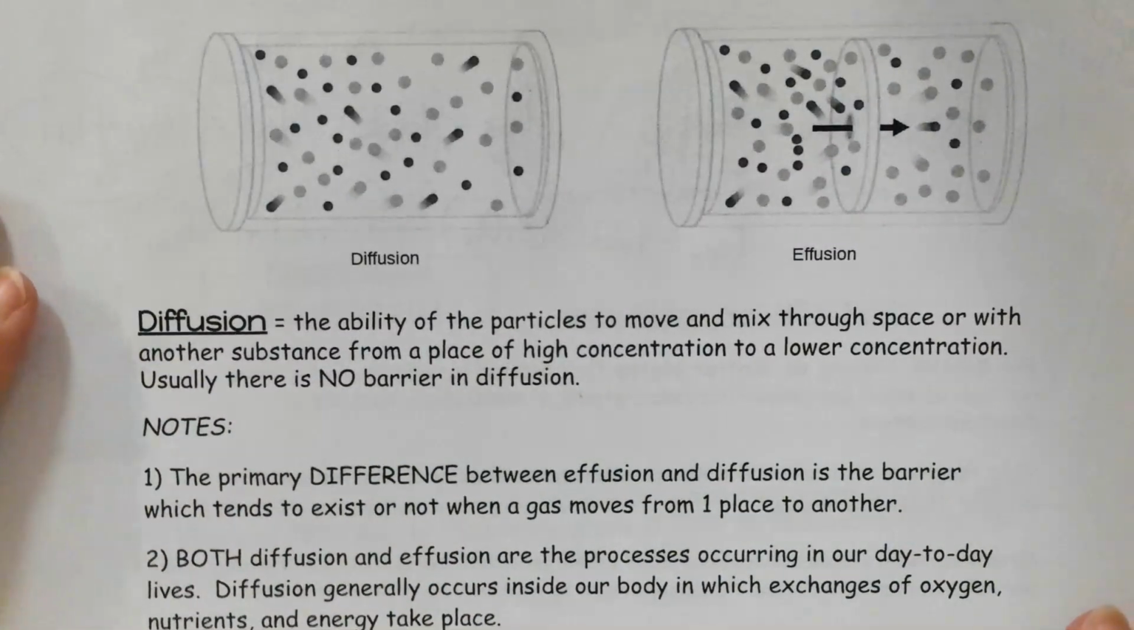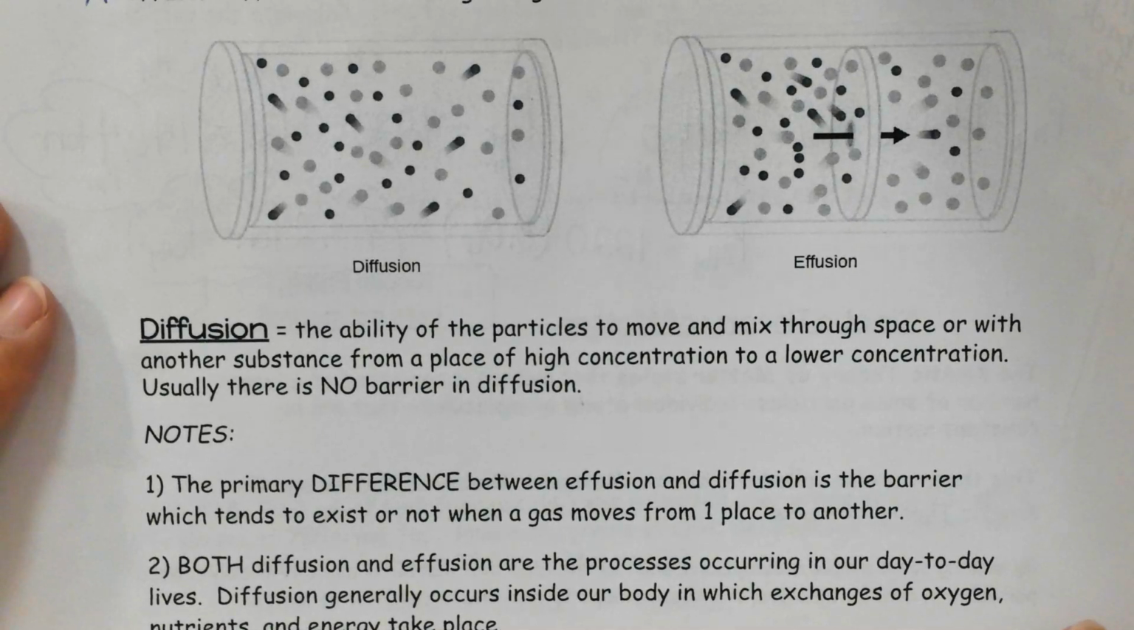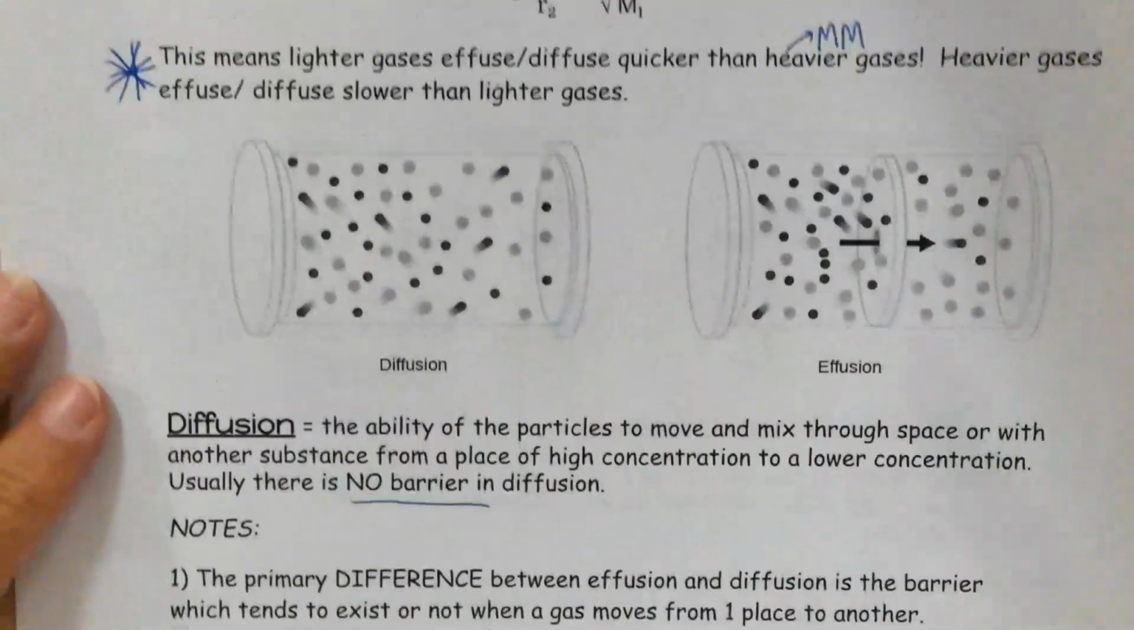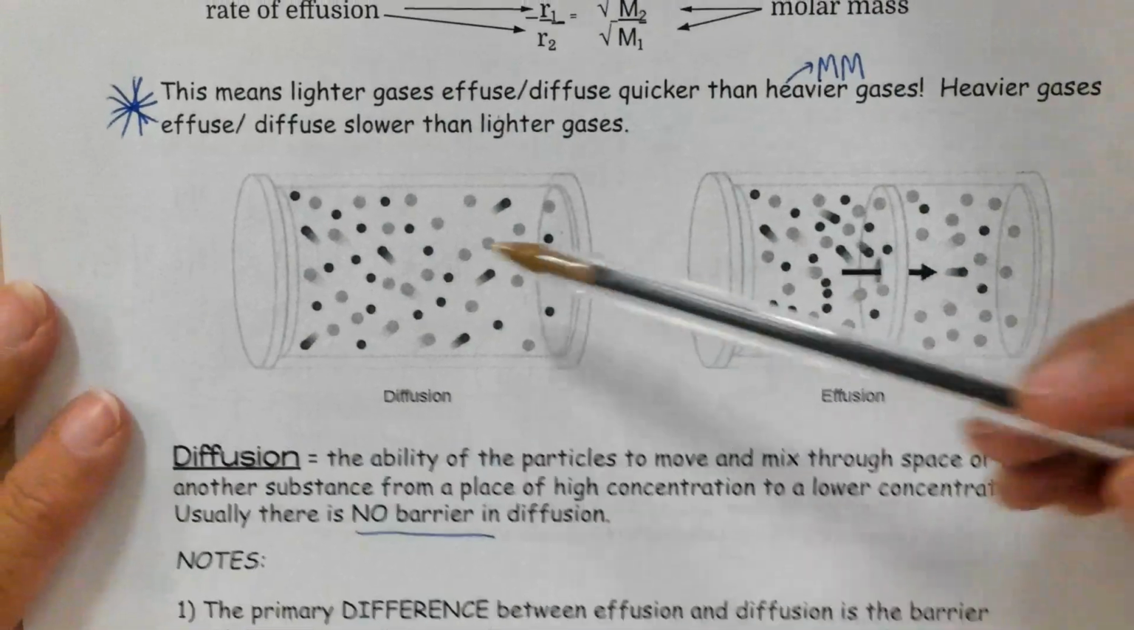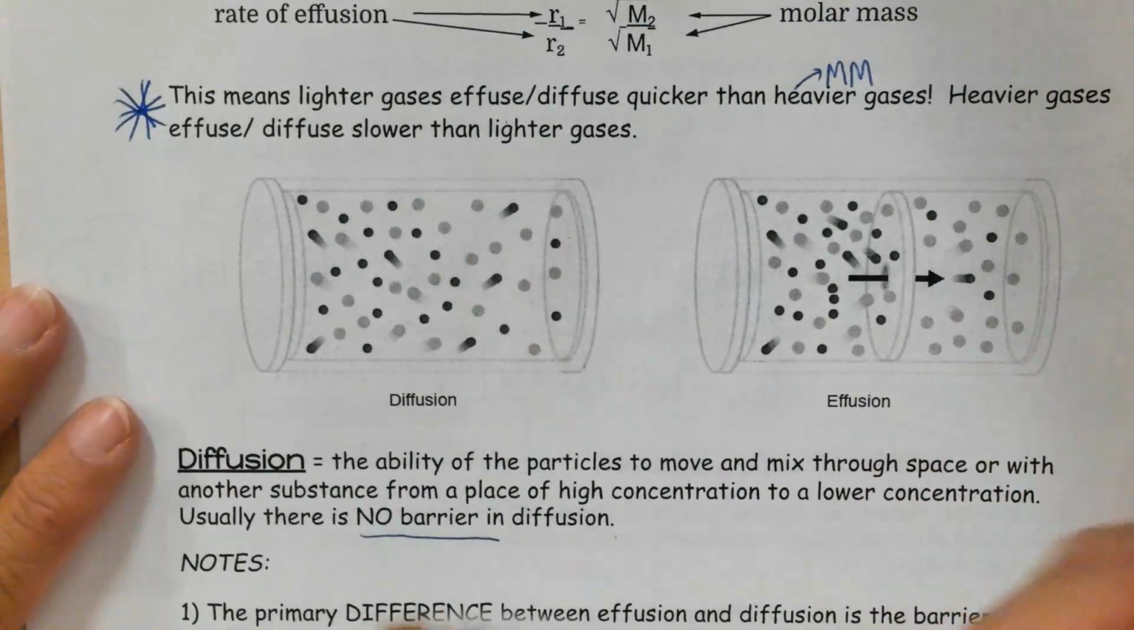Diffusion is when particles move and mix through space or any other substance, so like from high to low. So there's no barrier. That's the big difference here, okay? With effusion, there's a barrier and it's moving through some kind of tiny space or hole or something like that, whereas diffusion could be in a big room, okay?